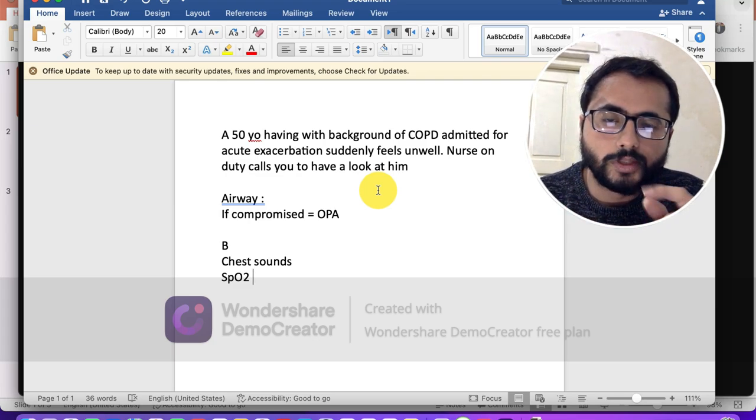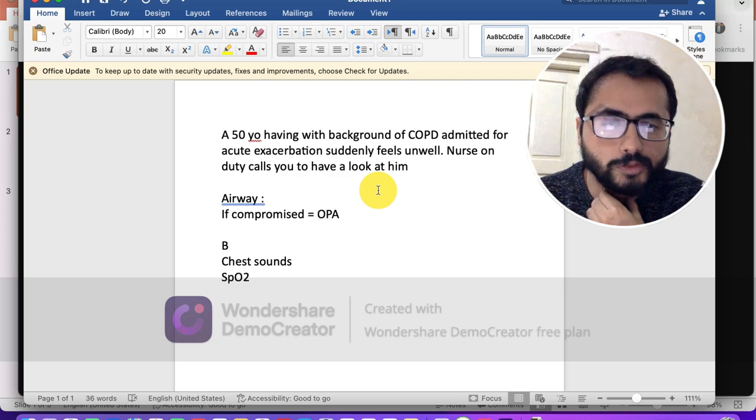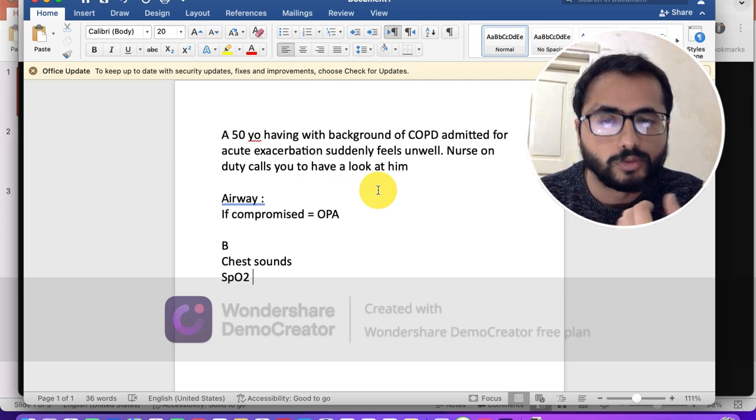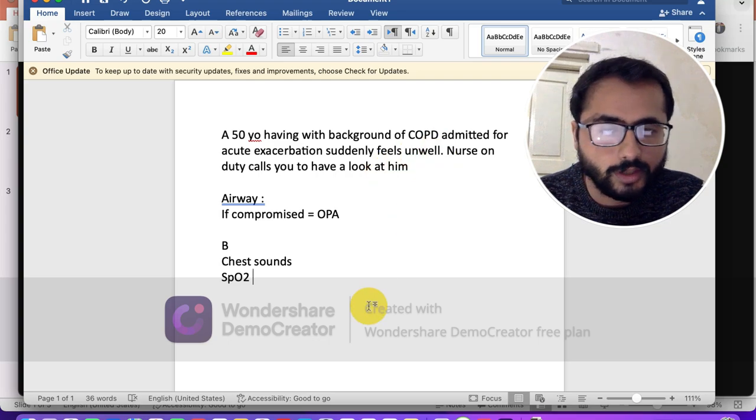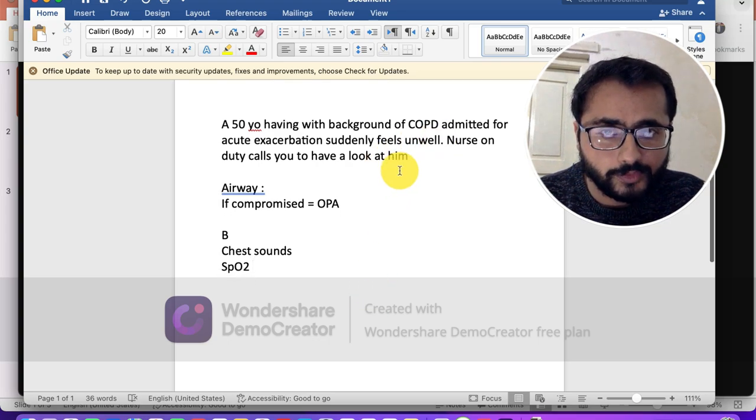So in the breathing, you are checking the trachea, you are checking bilateral expansion, you are checking the chest sounds, you are doing percussion, and yeah. In this scenario, most likely we are going to be having some crepitations because he is having an acute exacerbation, which means there is this chest infection.